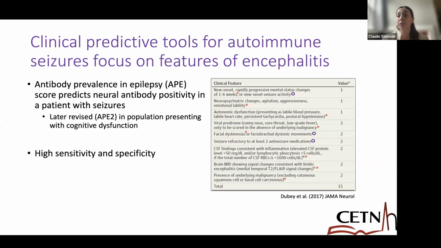The specific features that are important for epilepsy are highlighted with the purple circle here. So new onset seizures, faciobrachial dystonic semiology, and refractoriness to at least 2 anti-seizure meds. The rest is really more recapitulation of what we know about the encephalitis syndrome. And this was later revised to the APE2 score. They basically changed the weighting of some of the points in some of the items here. And this was interestingly validated in a population with cognitive dysfunction, not seizures. So if you test that in a population with a suspected autoimmune encephalitis, it performs well with high sensitivity and high specificity.